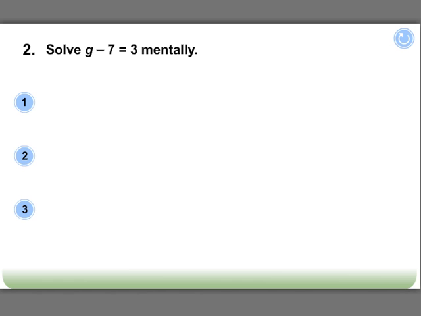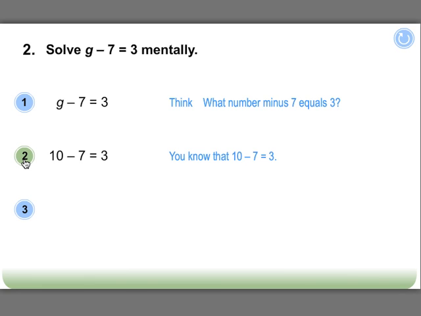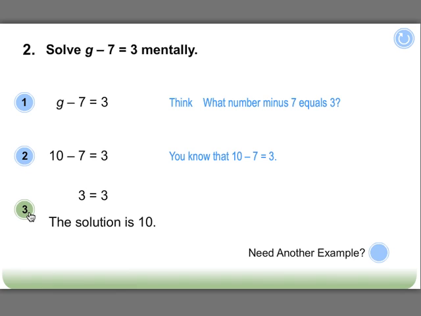Solve g minus 7 equals 3 mentally in your head. What minus 7 is 3? g minus 7 is 3. What number minus 7 equals 3? 10 minus 7 equals 3. You know that. And 3, of course, equals 3. So the solution is 10.